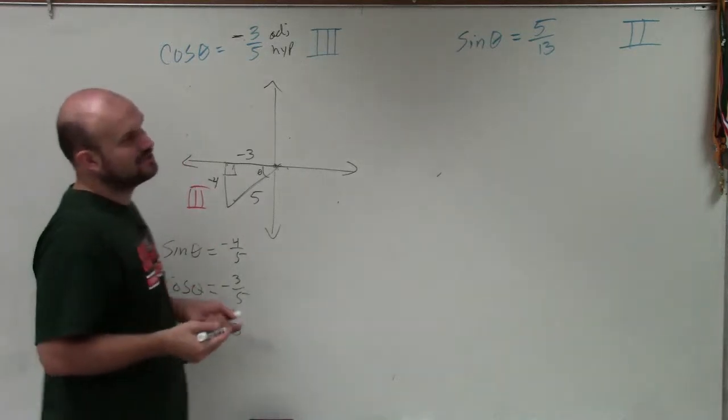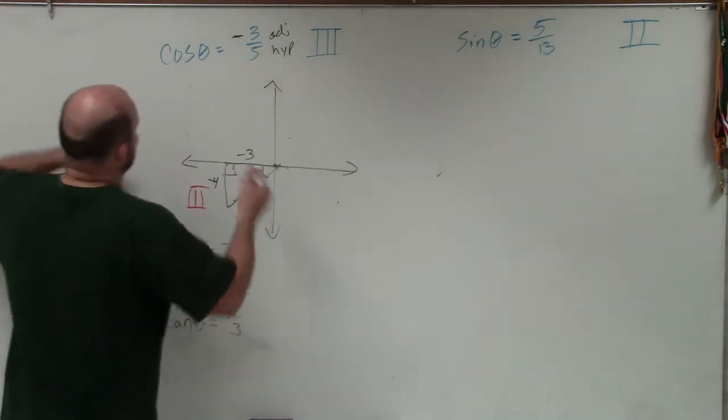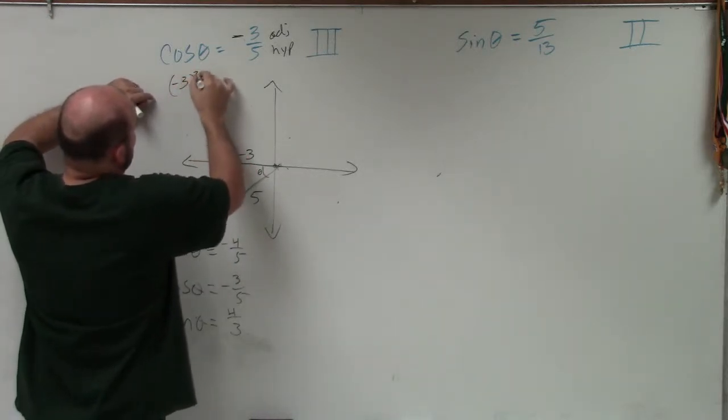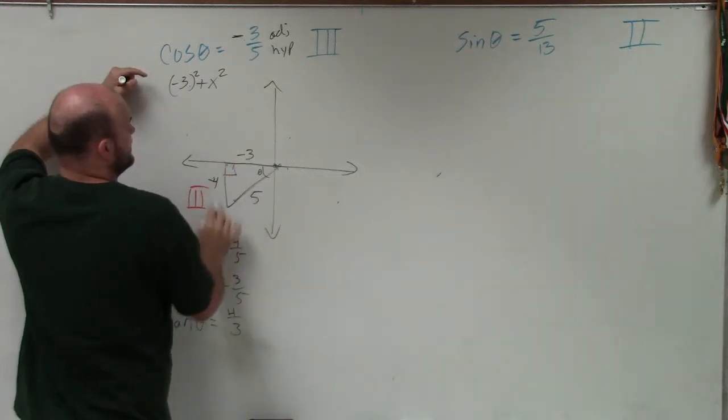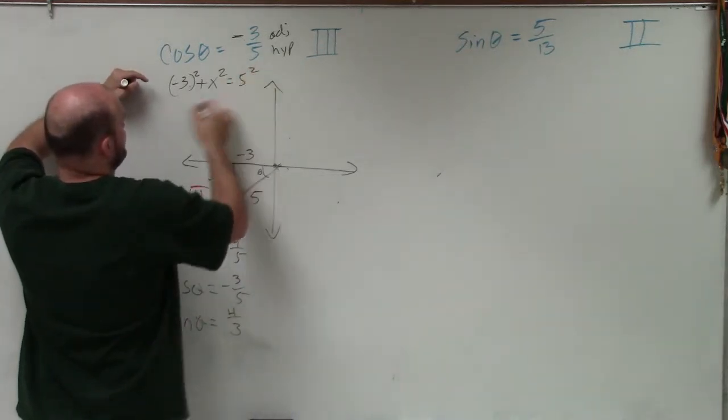The other thing, too, is for those of you that are like, how'd you get -4? I'll just go through it. -3 squared is one side length, plus, let's just call it x squared is that side length, equals 5 squared.